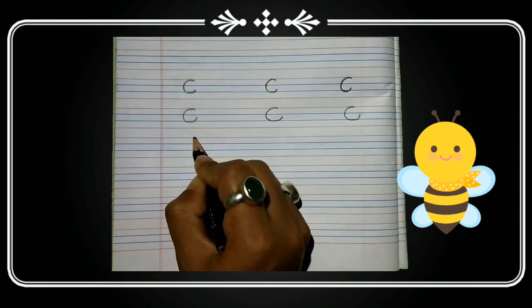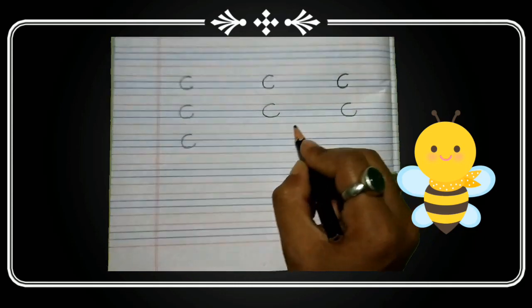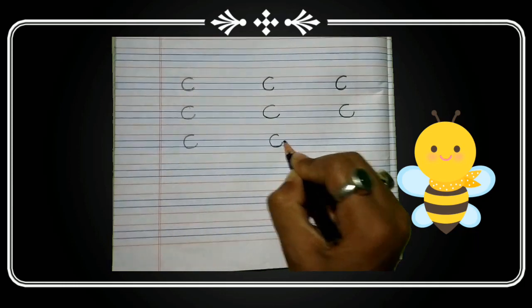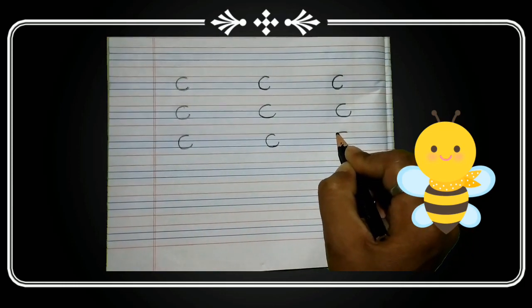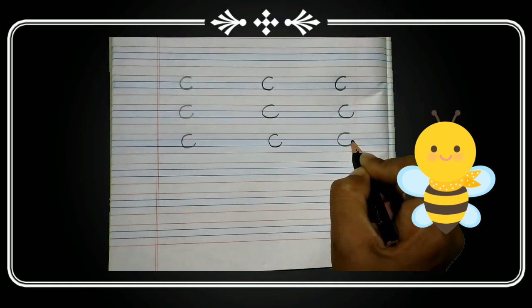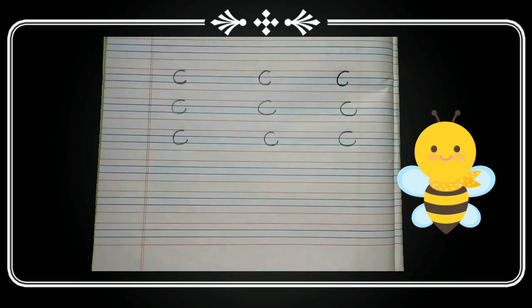One more time. Let's see. In this way. First line, come to your left, slightly bend down, curve, third line, then stop. So this is a left curve.